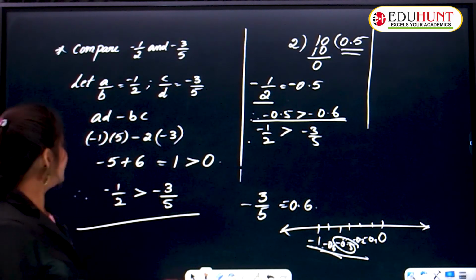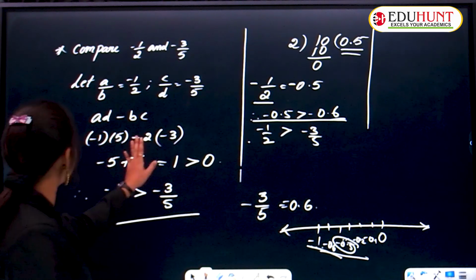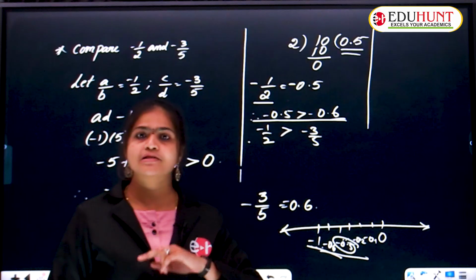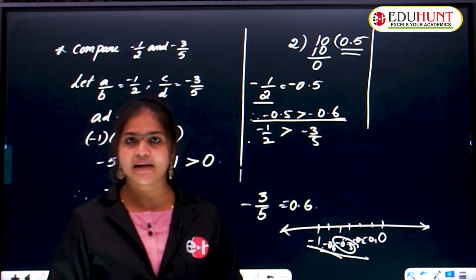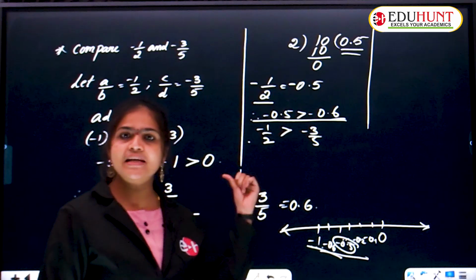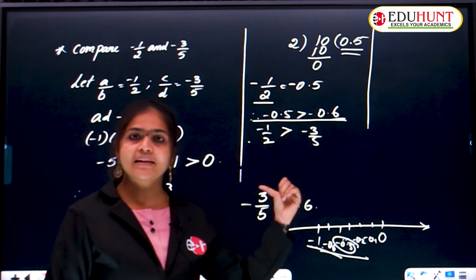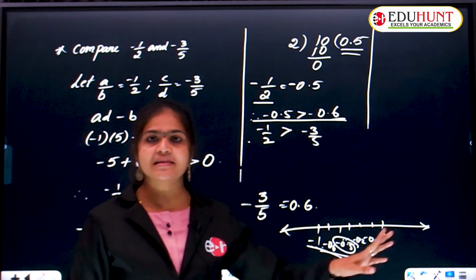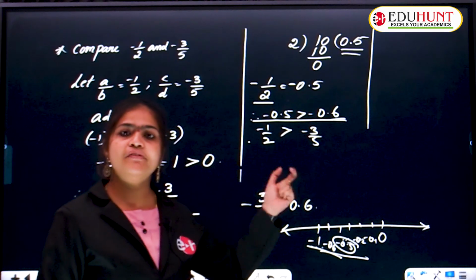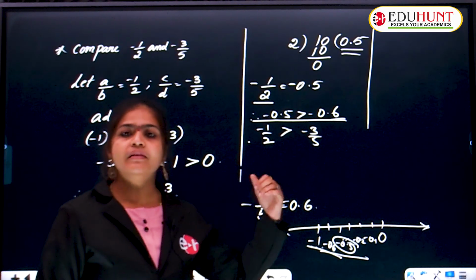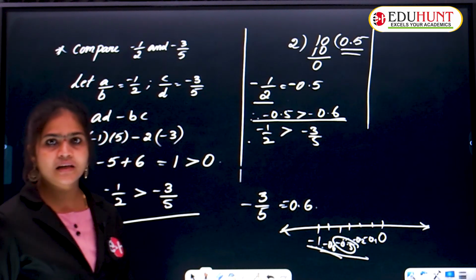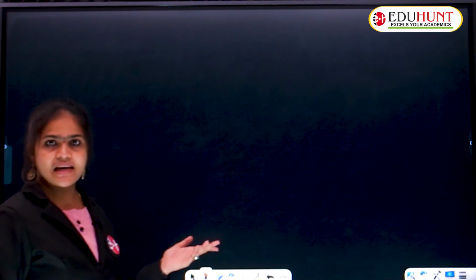Understood? See here. Simply, what formula can we apply here? That is AD minus BC. Given two rational numbers, assume A by B and C by D. Perform AD minus BC. If the value of AD minus BC is greater than 0, then the first rational number is greater than the second rational number. In the same way, if AD minus BC is less than 0, then the first rational number is less than the second rational number. Understood? Clear.